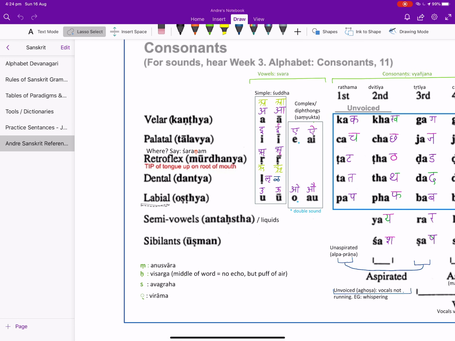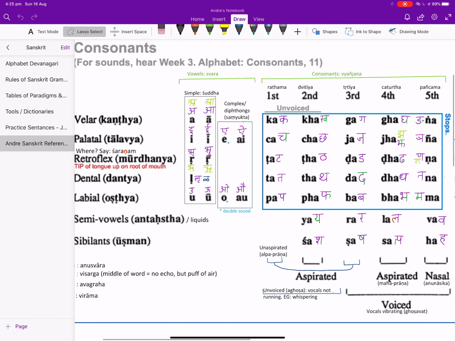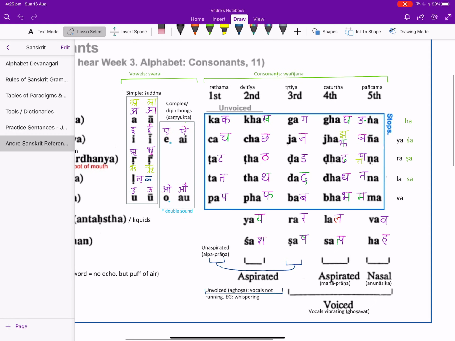Labials. What does labial mean? It means the sounds are made whereby the concentration is through the lips. U, oo, o, ow. Notice how the lip is involved. B, p, b, b, m. Again. B, p, b, b, m.